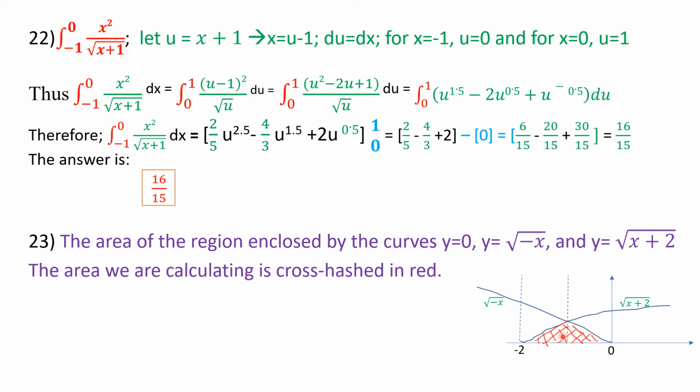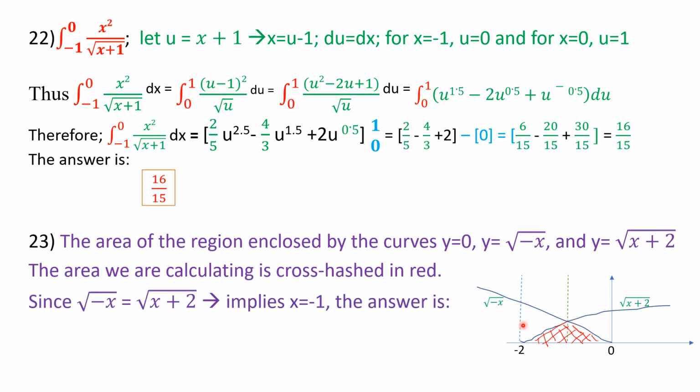The cross hatch now makes life easier, but we have to determine where these two functions, y equal to square root of x plus 2 and y equal to square root of negative x, are crossing each other. And that we can figure out by equating the two. So the square root of negative x equal to square root of x plus 2 implies x equal to negative 1.